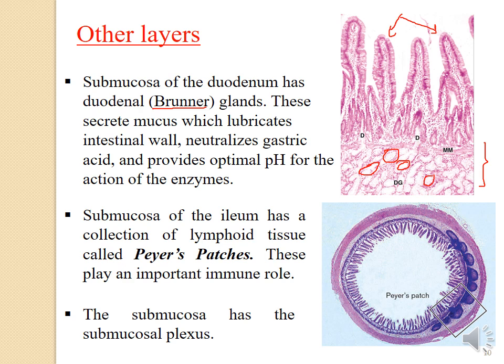Also, in the submucosa of the ileum, we have a collection of lymphoid tissue called Peyer's patches. This is a section through the ileum, and all these are Peyer's patches. Of course, they don't occur throughout the ileum, but in a specific region of the ileum, on one side of the wall. And notice these large lymphoid tissues which are called Peyer's patches. Of course, these play an important immune role. And also, we must remember that within the submucosa, we have the submucosal plexus.